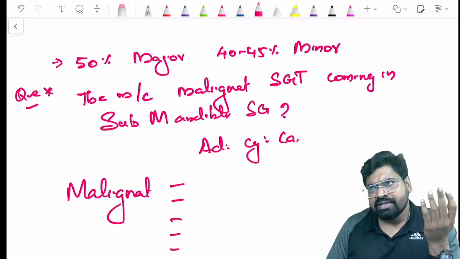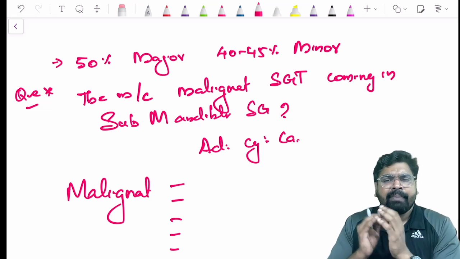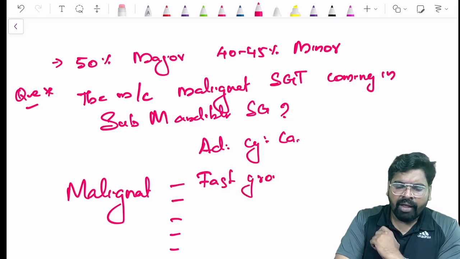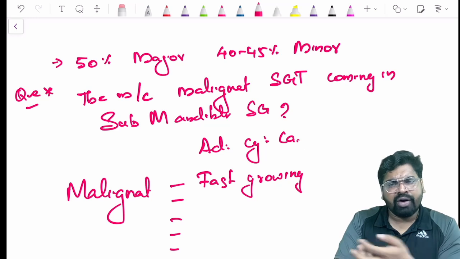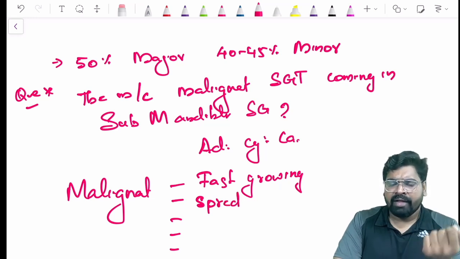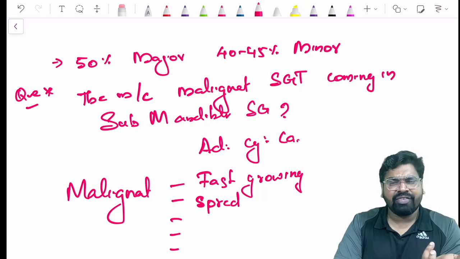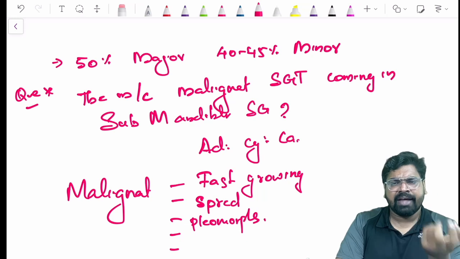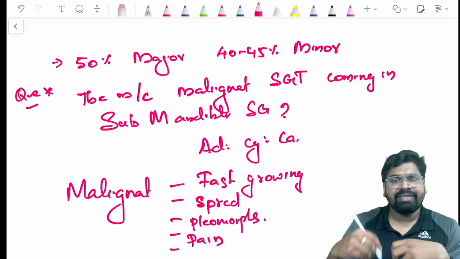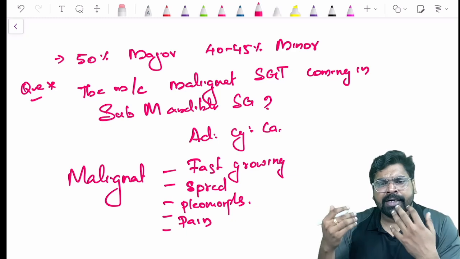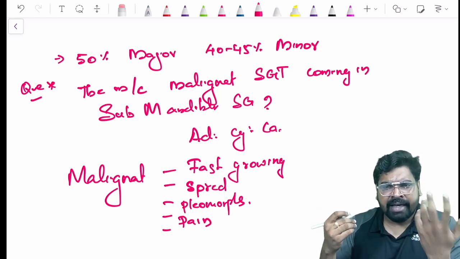So far we were discussing benign salivary gland tumors, which are slow growing, while malignant tumors are fast growing. Benign salivary gland tumors do not spread much, but malignant ones spread faster. There will be features of pleomorphism, mitotic figures, etc. in malignancy, so there is high pleomorphism. Pain is there; it will be symptomatic, while benign tumors are not much symptomatic. So in the question itself, they will give you pain in the region.